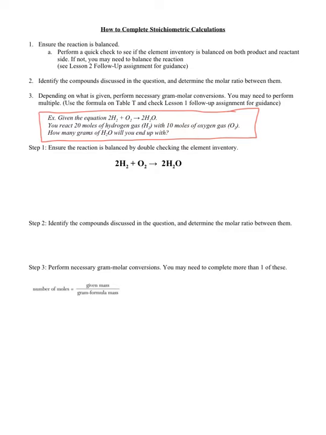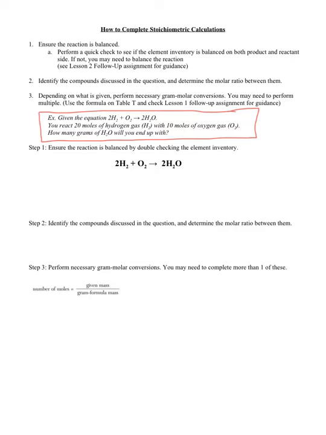It says, given the equation 2H2 plus O2 gives us 2H2O, and it's saying you react 20 moles of hydrogen gas, that's the H2, with 10 moles of oxygen gas, which is the O2, and it's asking how many grams of H2O will you end up with. Our first step is making sure it's balanced.